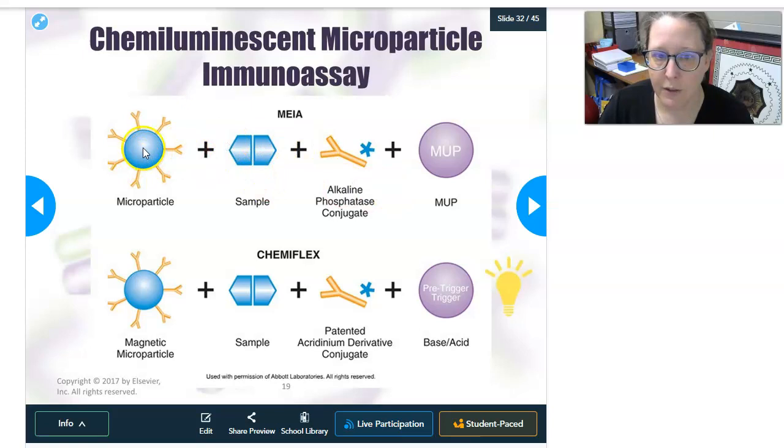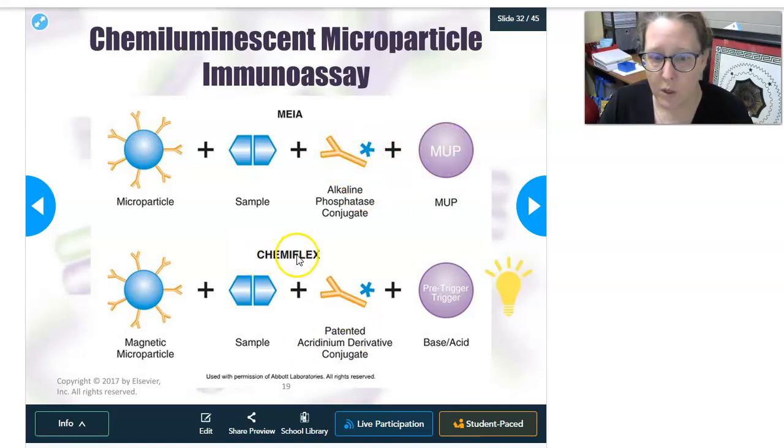In the MEIA here, the microparticle reacts with the sample. If there's enough analyte in the sample, obviously it's going to bind on these capture antibodies on the microparticle, and then you would add this alkaline phosphatase conjugate. It would go on the other epitope on the antigen, right here, and then you add the MUP here that reacts with alkaline phosphatase and causes a color change.